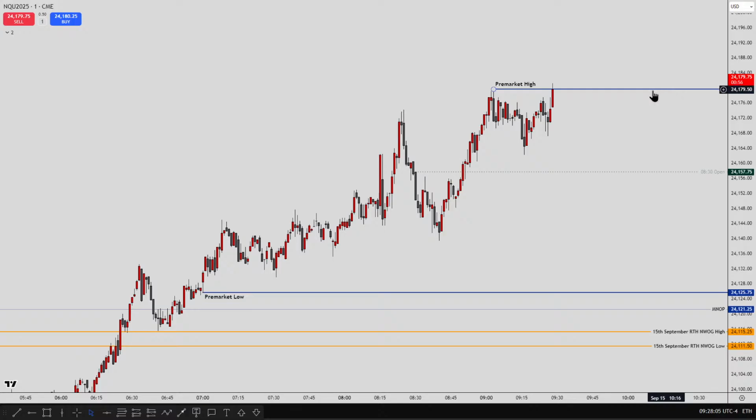24,180. Yeah, it's been taken. Okay, this is our new week opening gap. This is our midnight opening price. This is our 8:30 opening price. We had that medium impact news today, so keep your 8:30 open on. Keep your midnight open on.